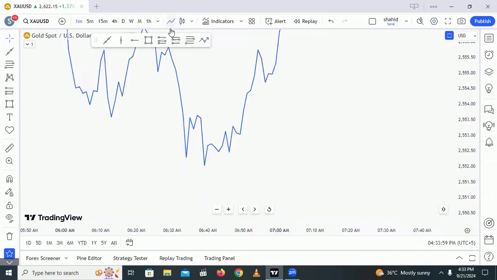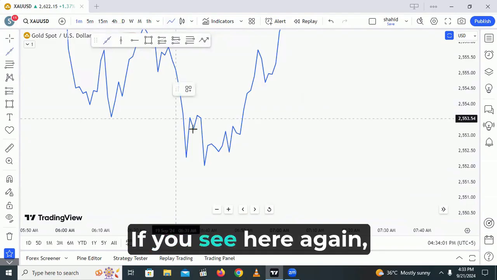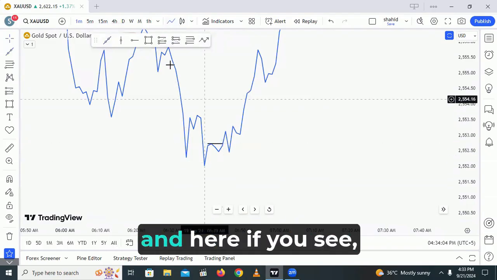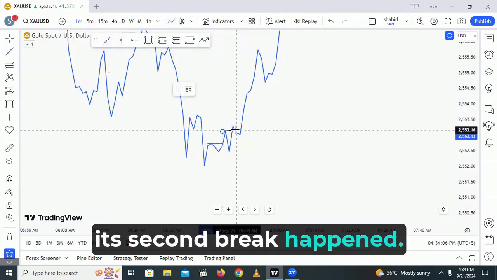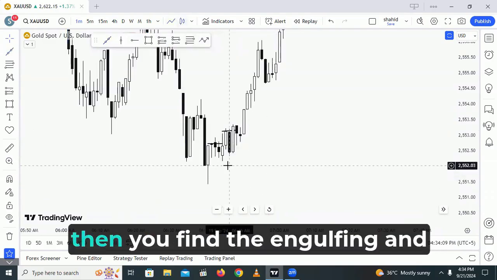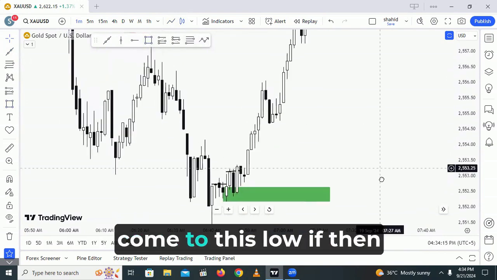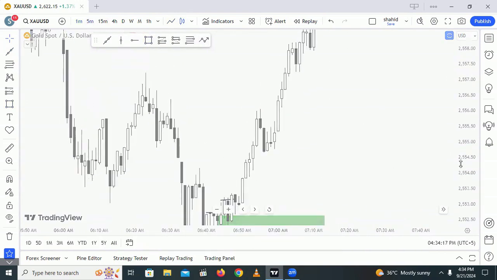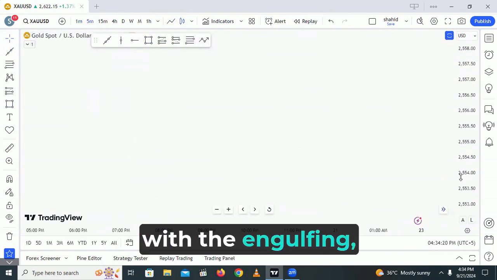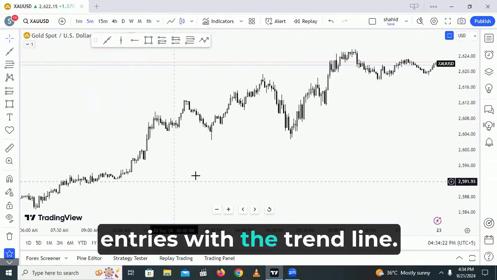You will have to wait. If you see here again, its first break happened, and here if you see its second break happened. When the first and second breaks happened, then you find the engulfing, and after the engulfing, buy it. The market will rarely come to this low, if at all, in 5 minutes. If you want to do it with the engulfing, I have already told you the entries with the trend line.